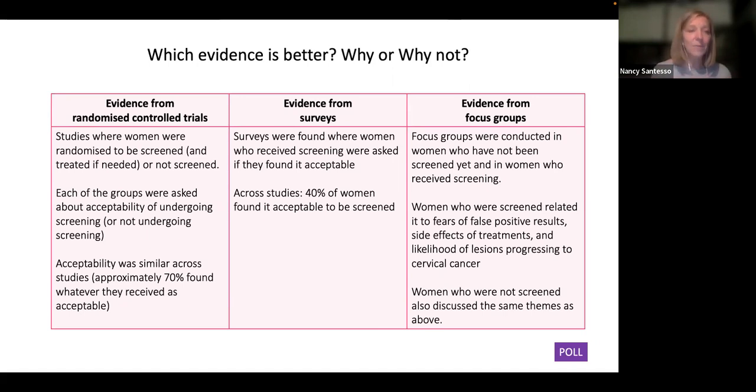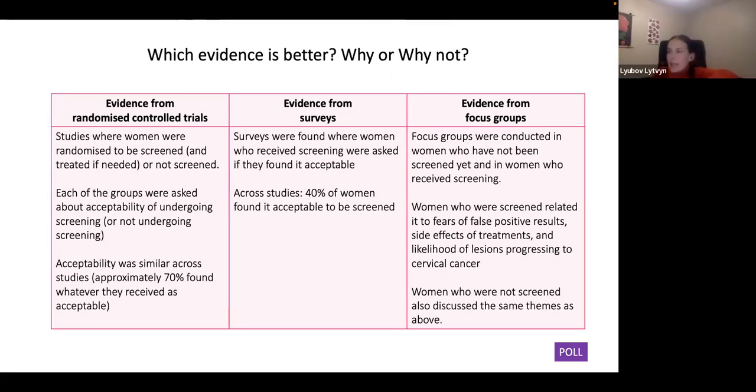Still, randomized control trials can have problems, but one nice thing is we have two groups that are pretty similar. One had screening and the other one didn't. Okay. Some people said the surveys were probably the best. I don't know if anyone wants to volunteer why the survey might be a good one, or why they didn't choose the survey.